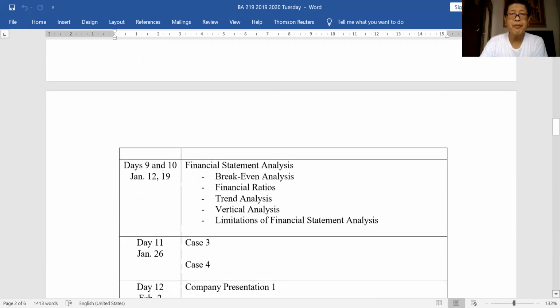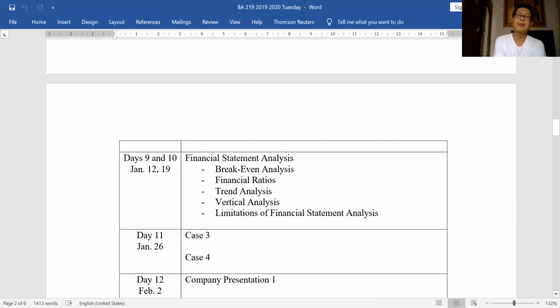And then the second half of the course is devoted to financial statement analysis. This is where we discuss different tools, which include break-even analysis, financial ratios, trend analysis, vertical analysis, or common size analysis. And we will discuss the limitations of financial statement analysis. I have to tell you that financial statement analysis is a very powerful tool in analyzing a company, but it has its limitations as well.